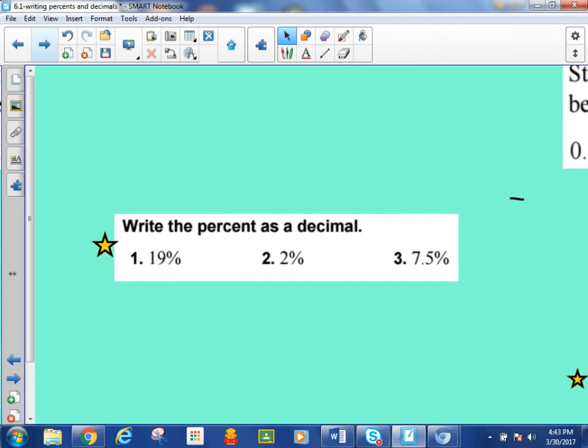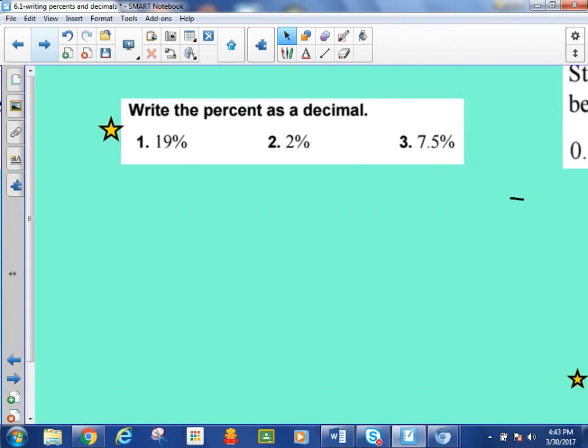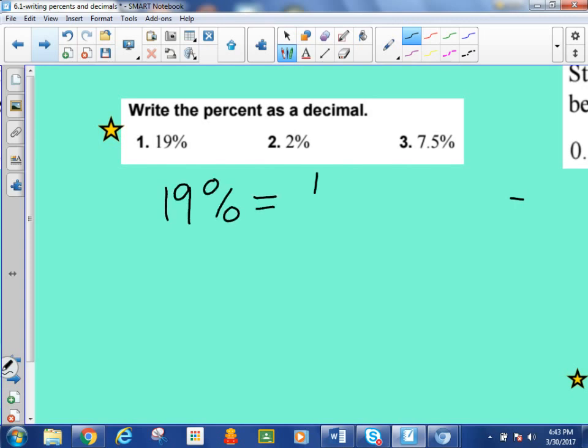All right, write the percent as a decimal. I see 19%. And I remember that is equal to 19 over 100. And that 100, remember, is because percent means over 100. I can either use my calculator and divide 19 by 100, or I can move my decimal point. If I have 19, I can move my decimal point 1, 2, there, and I have 19 hundredths. Okay?